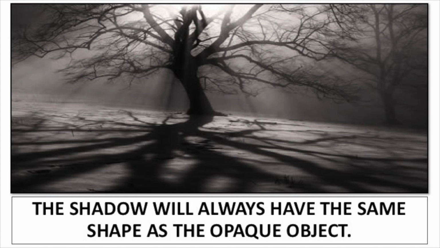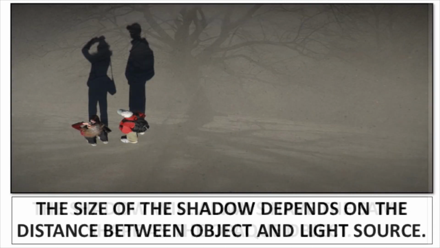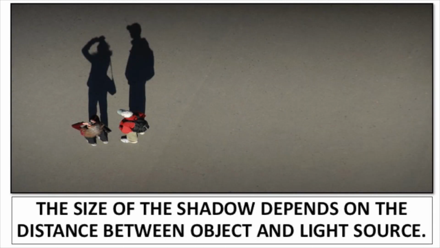Now here you can see a tree. The tree is the opaque object. And on the ground behind the tree, what can you see? Shadow. Now what shape is the shadow in? The tree. The shadow keeps the shape of the opaque object. The size of the shadow depends on the distance between the object and the light source. Yes.